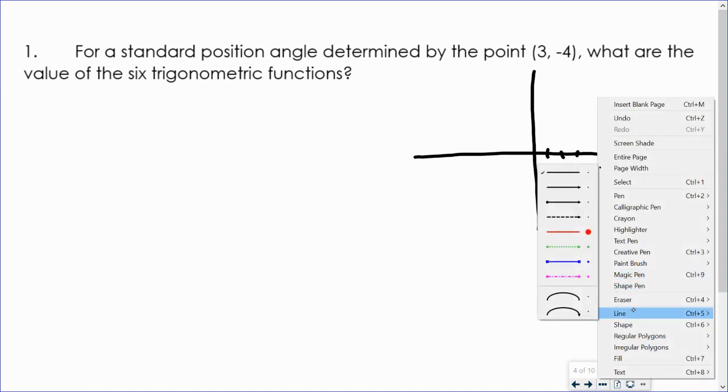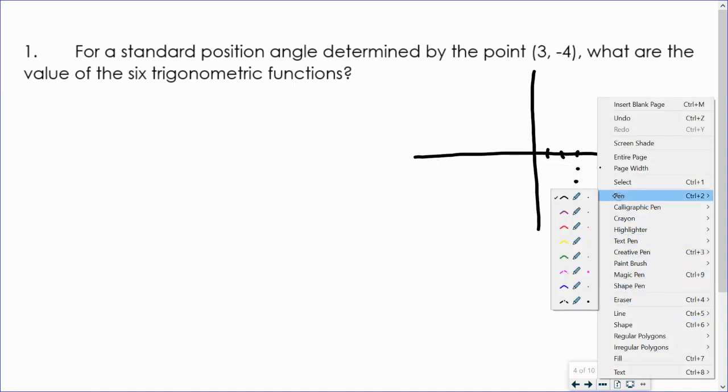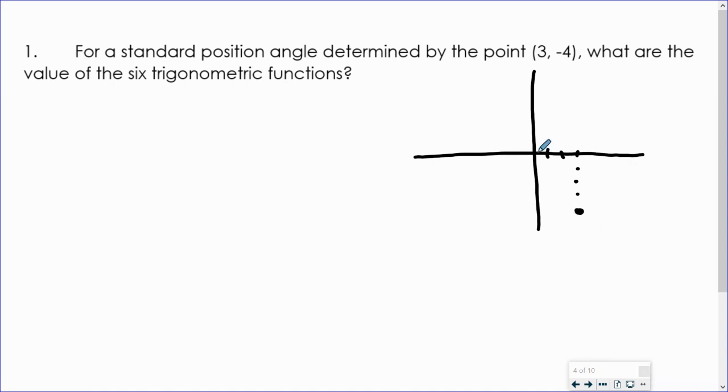Now what I'm going to do is make this particular triangle. I'm going to change colors with my pen. So now here's that triangle. Over 3, down 4, and I make my triangle. And this is in standard position because this is coming off there. The angle that I'm worried about right now is this angle.